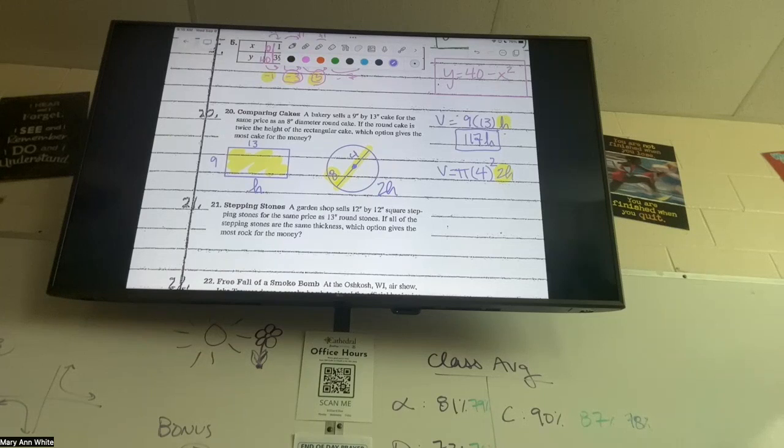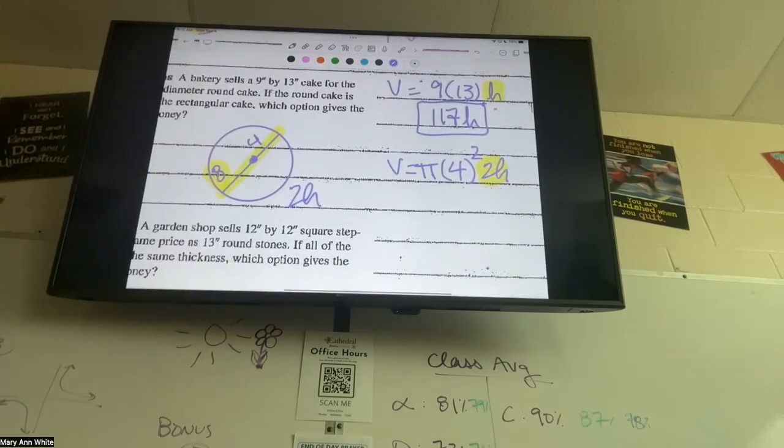2H, good, so don't forget that 2 involved there. So I've got H and I've got 2H. All right, 4 squared is 16, and 16 times 2. I also want us to multiply that pi out. I know I don't normally ask you to do that, but I can't relate something pi times 117.